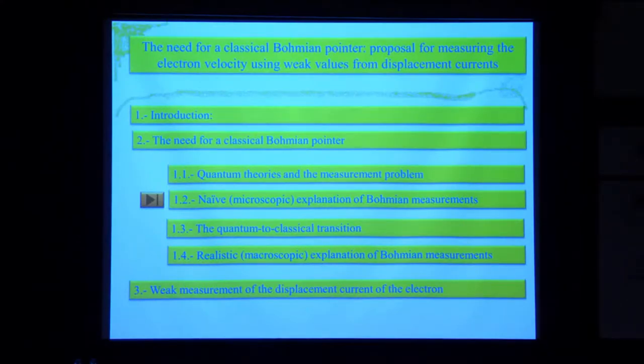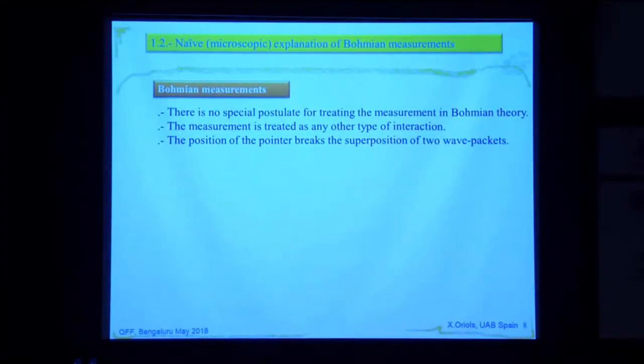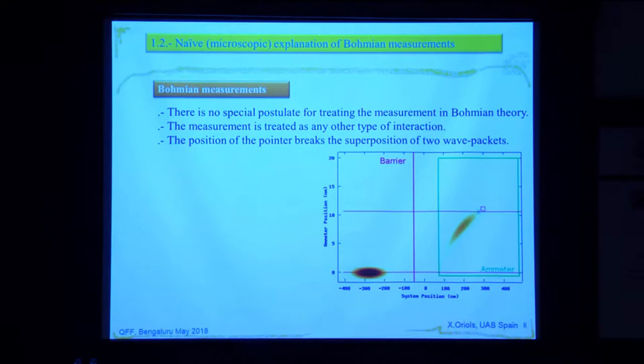Okay, let us discuss that this picture is a little naive, and you have to improve it a little. Why is this picture a little naive? In the Bohmian measurements, the Bohmians are very proud to say that there is no special postulate for treating measurements, that you don't need to say that now it's the collapse, now it's not collapse. There is nothing special for a measurement, because the measurement is any interaction, and it was the position of the wave function that breaks the superposition.